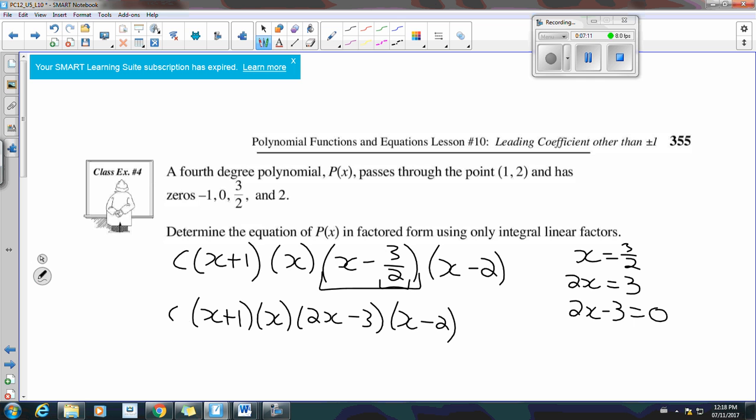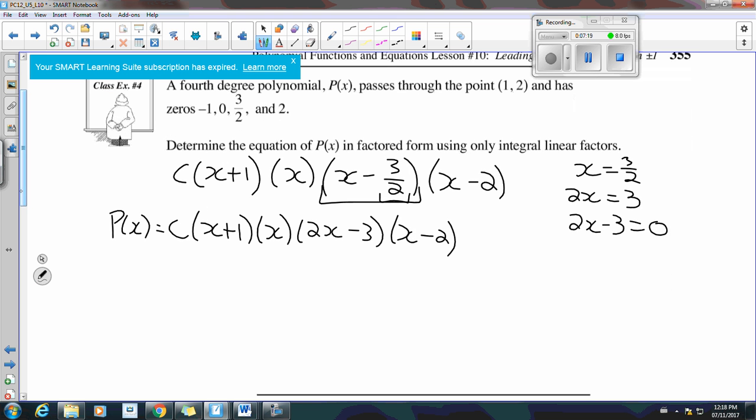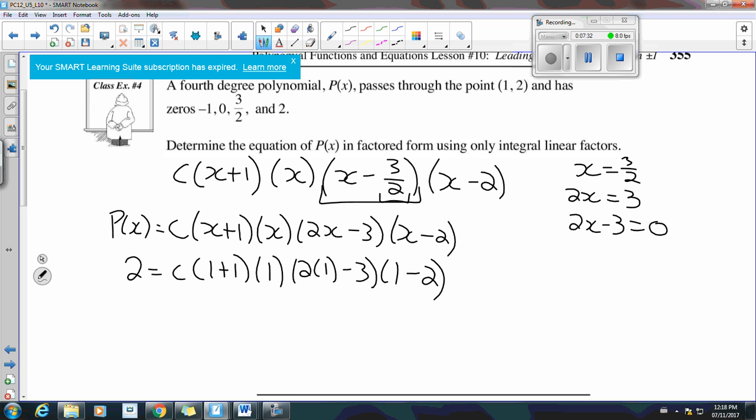Now, we can't forget our leading coefficient. And now we need to use the information to solve for the leading coefficient. So we know that p at 1 equals 2. Which gives us this. So this gives us 2 times 1 times -1 times -1, which is 2. So c must be 1.